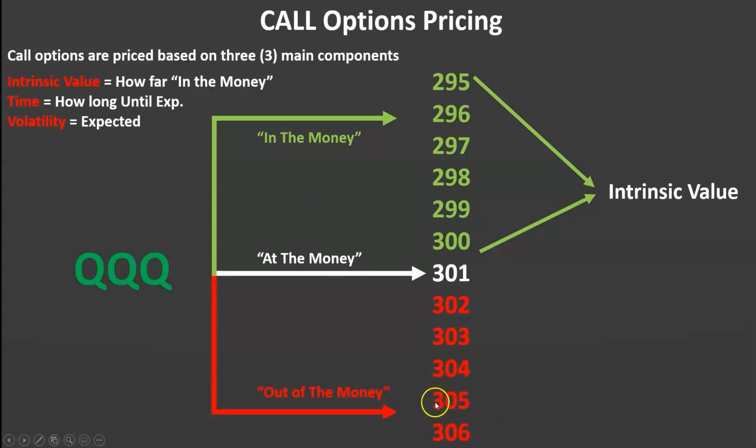And so if I'm smart enough to foresee, or at least expect, a high probability of a move in the future that is going to pass the 305 strike and actually give it intrinsic value when the stock price passes 305, it goes to 306, 307, 308, then that 305 has a massive potential for actual appreciation.